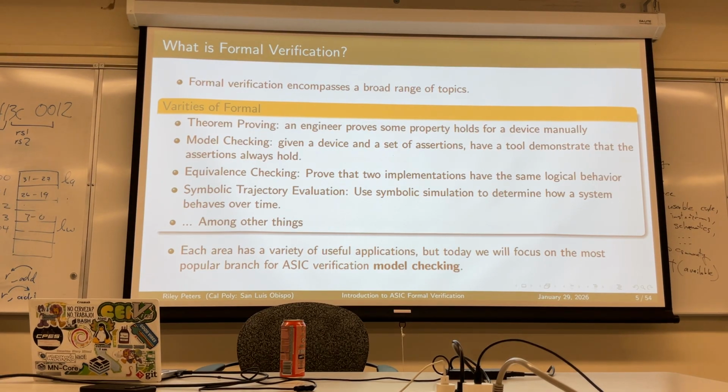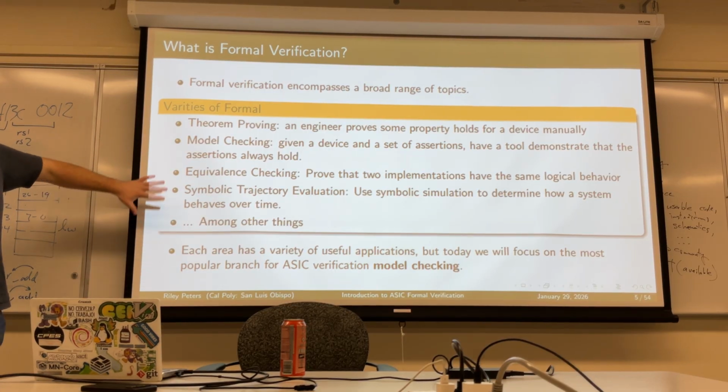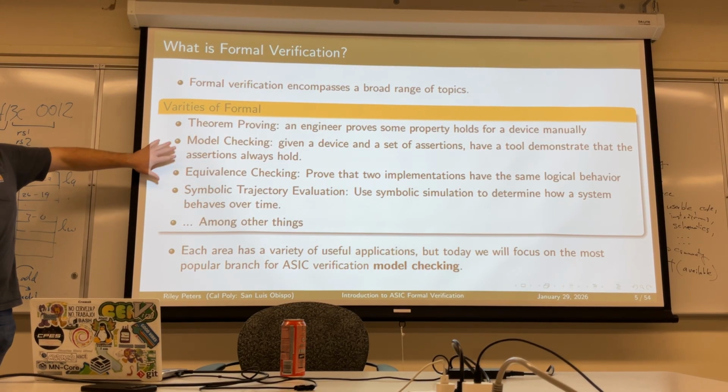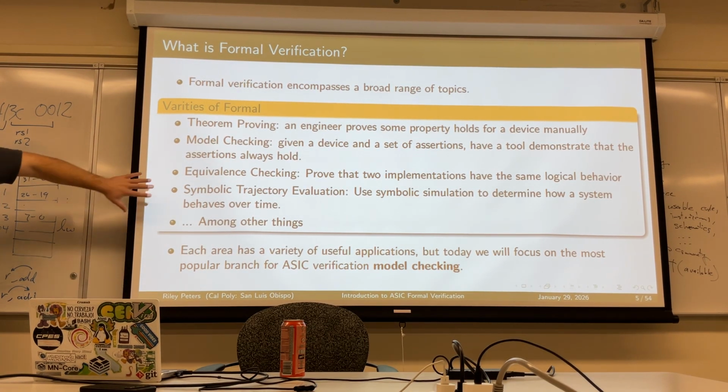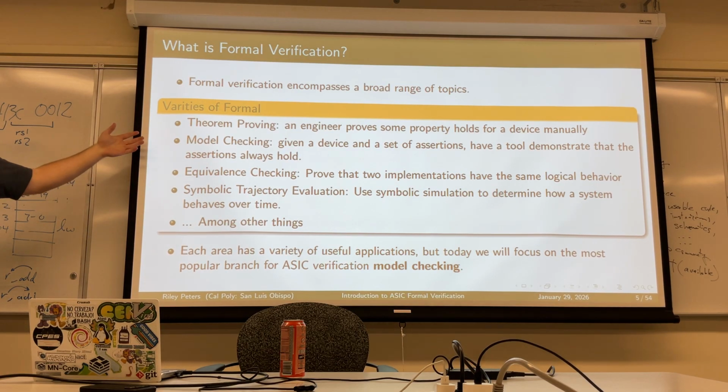So, some topics that you're going to see a lot of when you look into formal verification, there are 4 main ones that apply to ASIC design: theorem proving, model checking, equivalence checking, and symbolic trajectory evaluation. Theorem proving is like pen and paper proofs, where a mathematician sits down, comes up with some theorem, writes it, and tries to prove it.